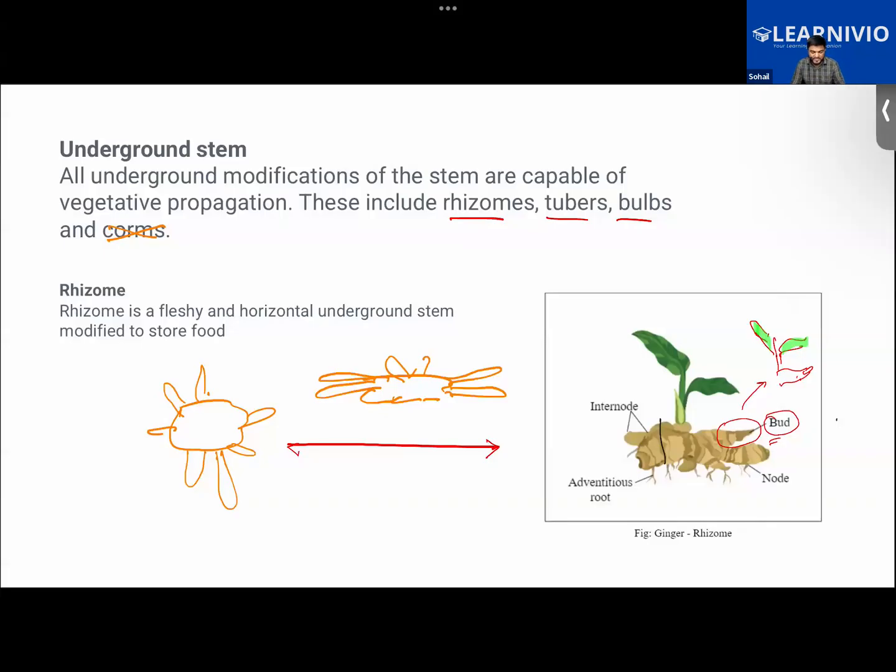The first one we have discussed is the rhizome. The special thing to be noted down about the rhizome is that rhizomes are horizontal underground stems. They are growing horizontally, not vertically. Got this now? Okay, that is the thing.